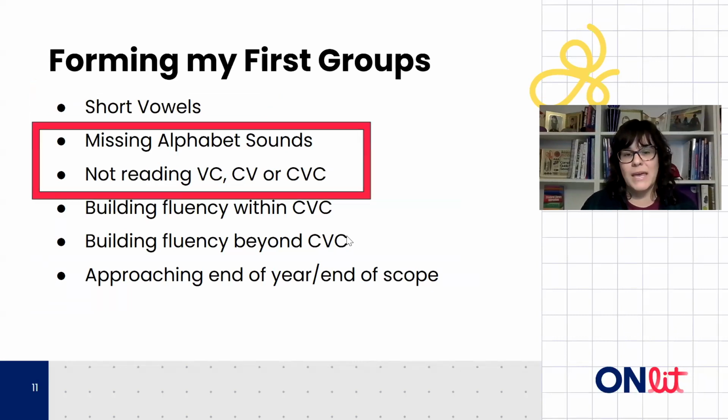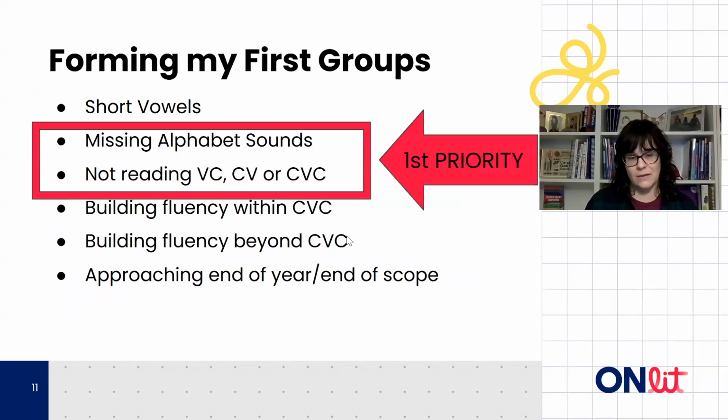So this group here became my very first priority group. The students who were missing alphabet sounds and who were not yet reading short 2-letter or 3-letter words, they were the group that I wanted to work with on a more frequent basis in a more intense way. In terms of my 22 kids, this worked out to be about 7 students. So I had 7 students in this priority group that I needed to start working with intentionally and intensively to get their skills up to where the rest of the class was.